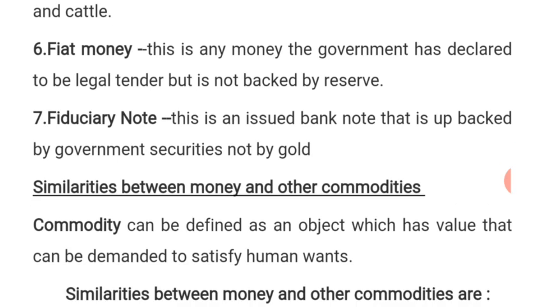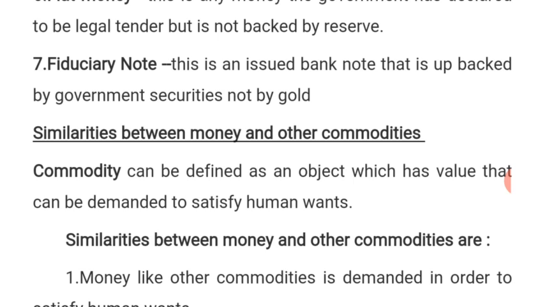Another one is fiat money. Fiat money is any money the government has declared to be legal tender but not backed by reserve. So for example, the money we are using in Nigeria, we have reserve. The Central Bank has kept some money as reserve in the World Bank and also in the African Bank. So this type of money that we are using, and we also have money reserved, whether in the World Bank or international banks, we call it fiat money.